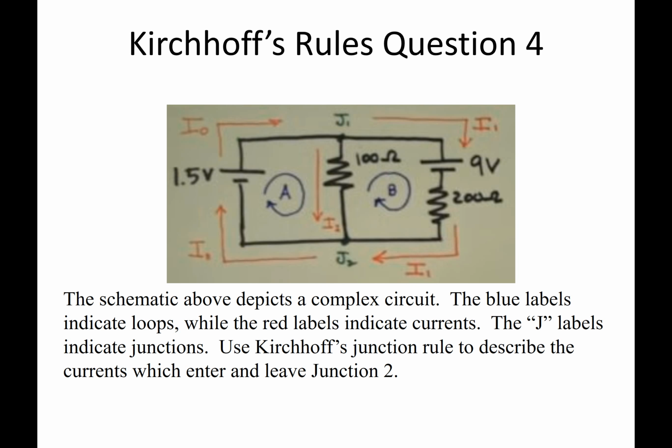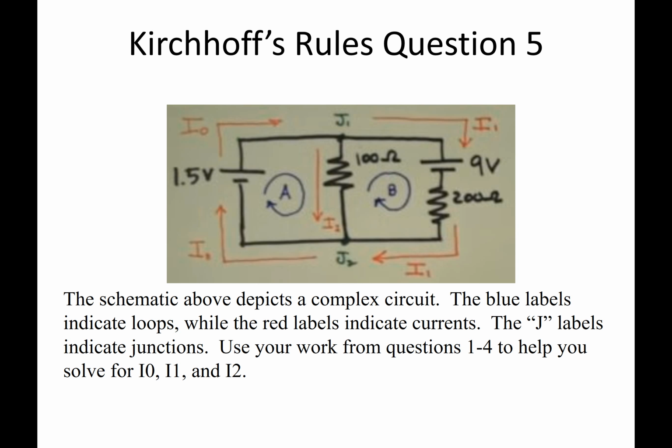All right, here's number 4. This time we want to use the junction rule to describe the currents which enter and leave junction 2. Well, we have coming into junction 2, I1 and I2. So I1's coming in, I2's coming in, and coming out is I0. So I1 plus I2 equals I0. And again, that's using Kirchhoff's junction rule to describe the currents which enter and leave junction number 2.